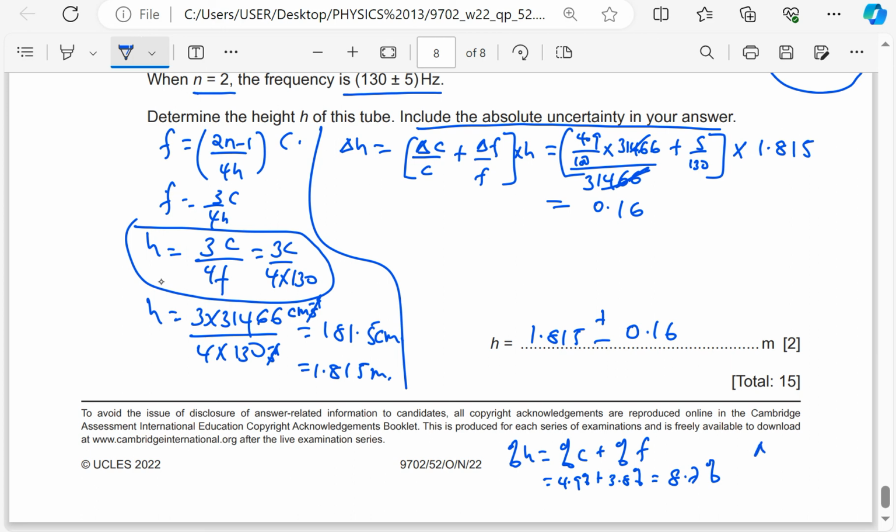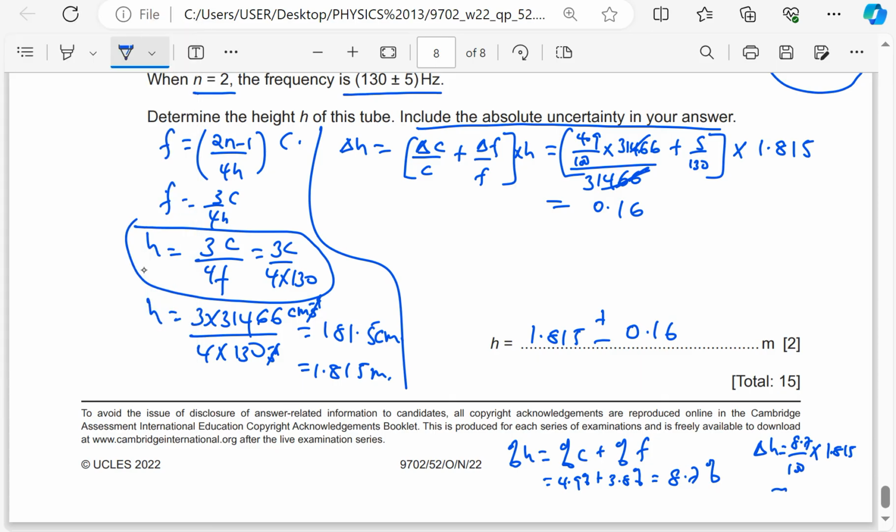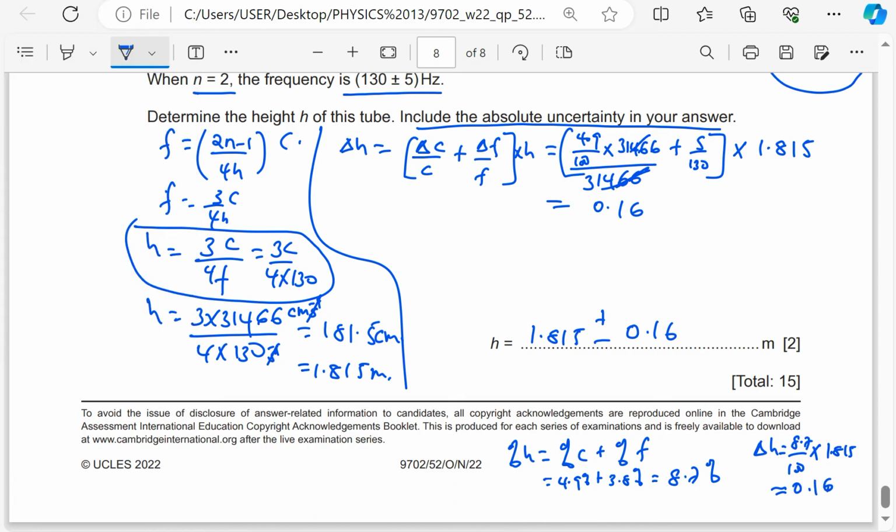Then that means the absolute in H is going to be 8.7 divided by 100 times H, which is 1.815. So 8.7 divided by 100 times 1.815, which is approximately 0.16. Is it 16 or 0.16? Okay, I could use that.